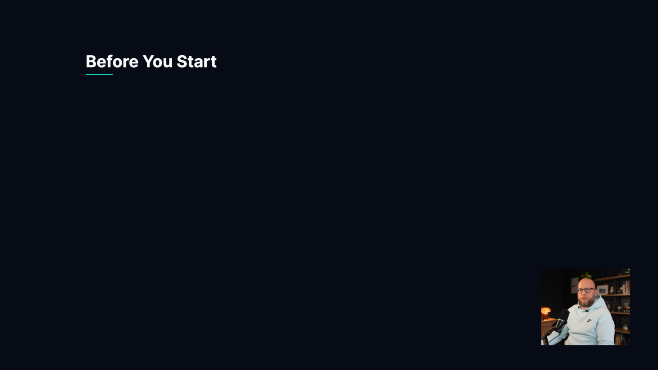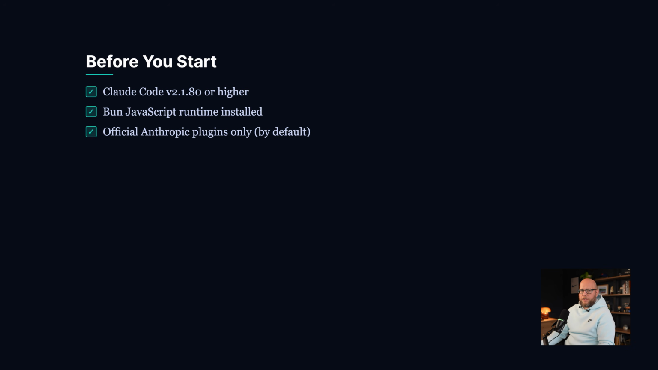Before we get started, there's a few things to note. First, you need to have Claude Code version 2.1.80 or higher. You need to have the Bun JavaScript runtime installed. By default, the channels flag only supports the official plugins from Anthropic. It's currently only available to users on Pro or Max subscription plans. And finally, teams and enterprise orgs have to explicitly enable this feature in the admin settings.